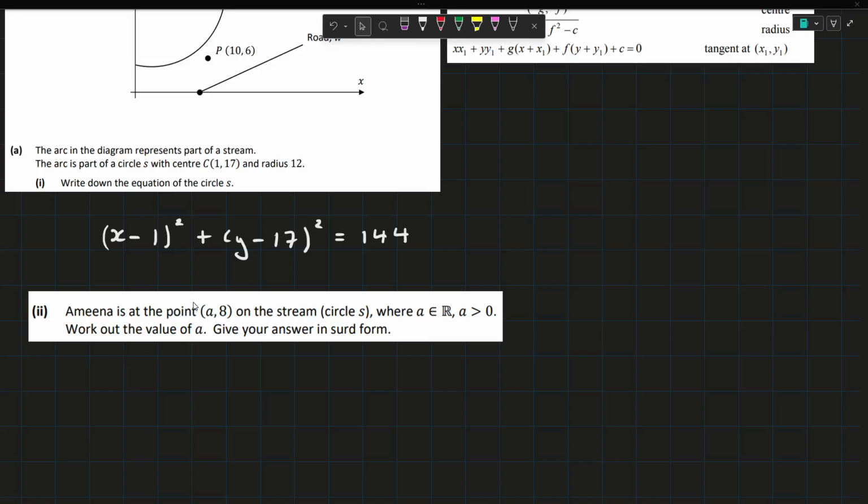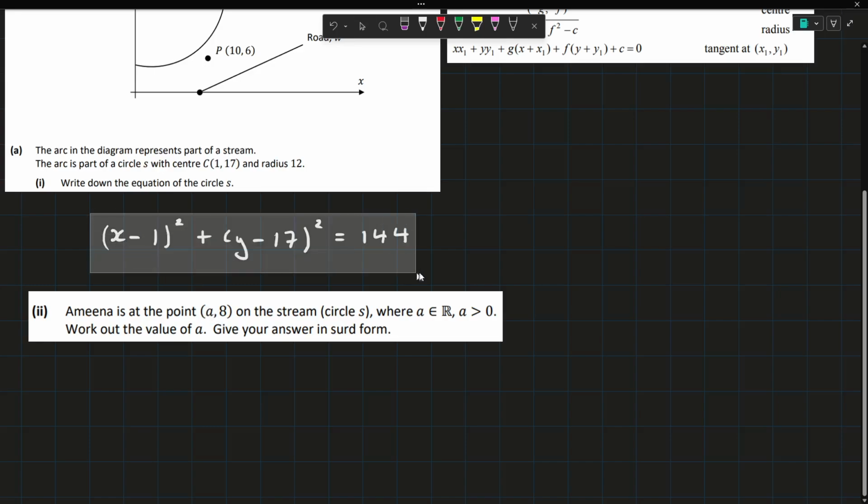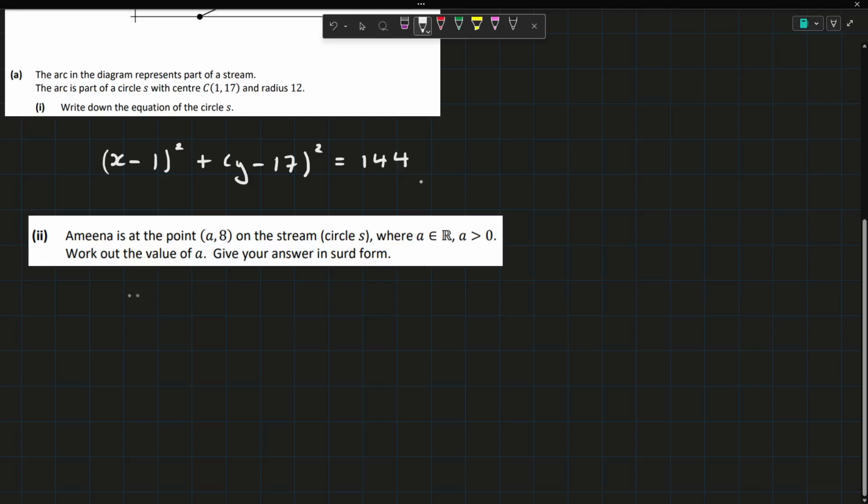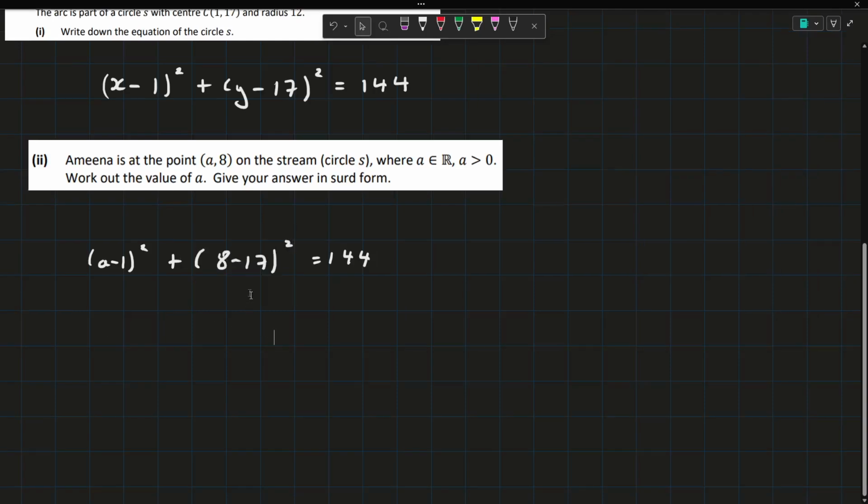Then we're told that somebody's on the point A, 8 on the stream. So this is a point on the circle, so to find out the value of A, we can just sub in this point into the circle and figure out what A is. So the x-coordinate is A, so we'll have (A minus 1) squared plus (8 minus 17) squared, because 8 is the y-coordinate, equal to 144. It'll be easier if we just leave it like that, and we bring this to the other side, and you'll see why now.